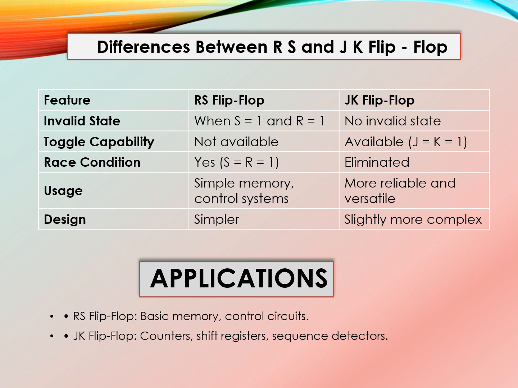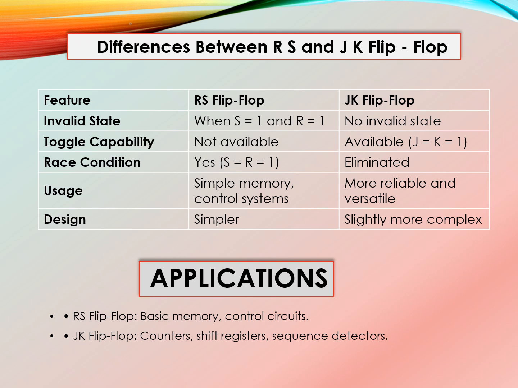We see the basic differences of RS and JK flip-flops, as the design of the RS flip-flop is simpler and the JK flip-flop is slightly more complex. There is an invalid state in the RS flip-flop, but the JK flip-flop has no invalid state. The RS flip-flop is invalid when S and R equal 1, but J and K equal to 1 is allowed in the JK flip-flop. These are the slight differences of RS and JK flip-flops.